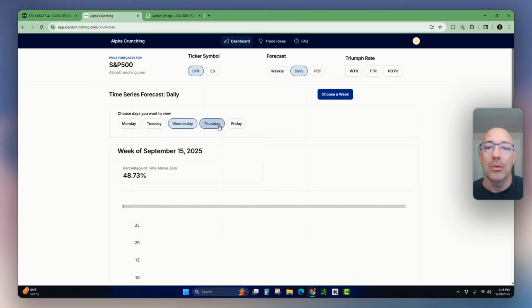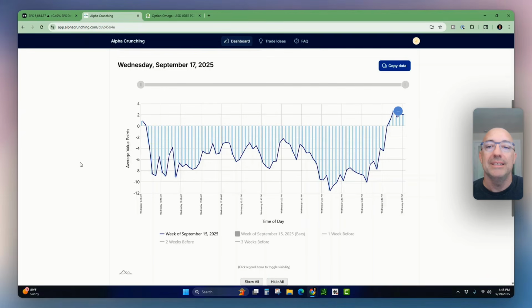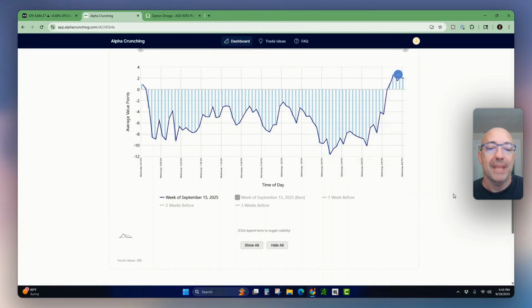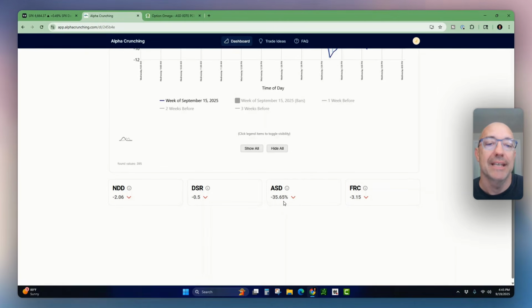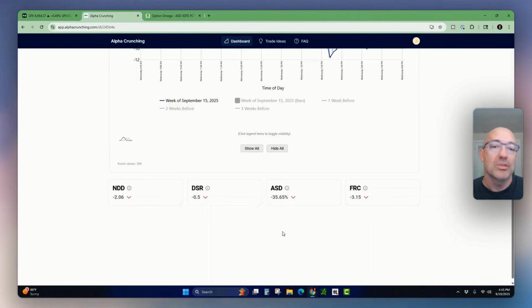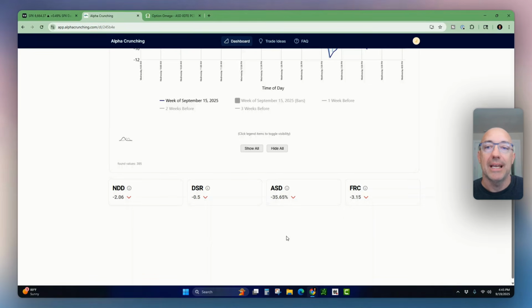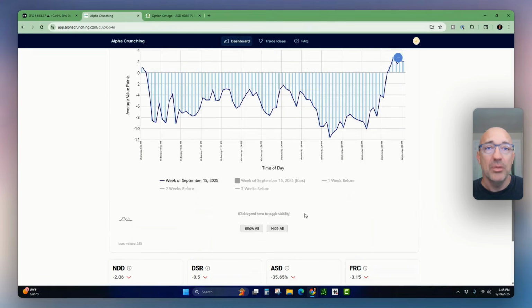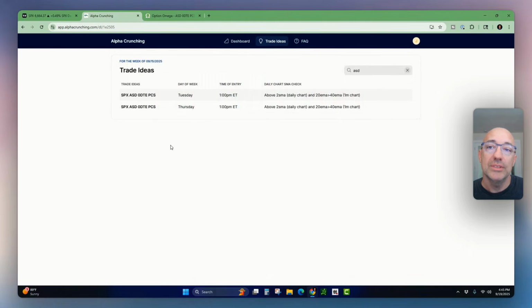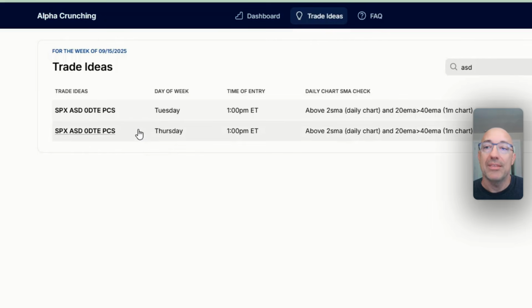Comparatively, if we look at Wednesday, Wednesday is just kind of choppy with a little bit of a bearish bias here, and the ASD is actually negative. So this Wednesday was not a day that we want to trade a 0-day put credit spread in this way. It doesn't mean you can't trade it your own way, but we're trying to boil this down to something mathematical that I can go off of instead of watching the chart all day. So this week, like I said, there were 2 setups for Tuesday and Thursday.